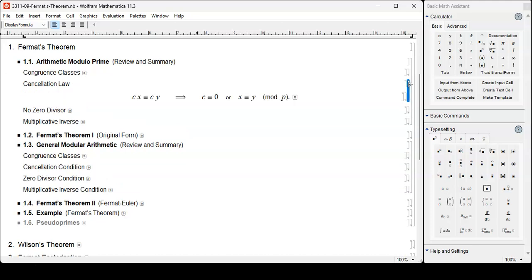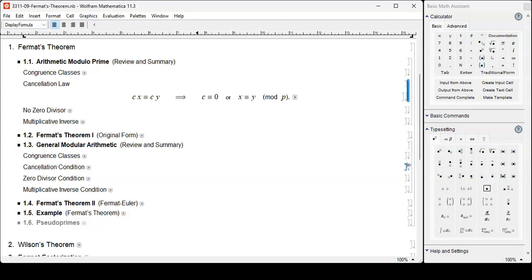Next, cancellation law. If c times x is congruent to c times y, then c is congruent to 0, or x is congruent to y. So if c is 0, then we have 0 equal to 0, no problem there. Otherwise, we can cross c out, and you're going to get x is congruent to y. And this is precisely the same property that works for Q or R or Z. Rational numbers, real numbers, complex numbers, we can divide freely other than 0. So other than 0, in which case we have 0 equal to 0, we can do the cancellation.